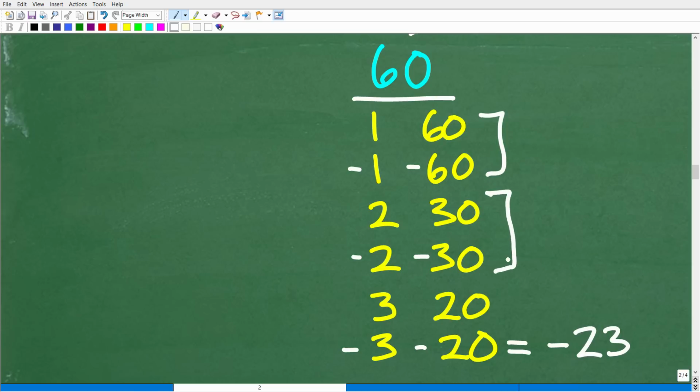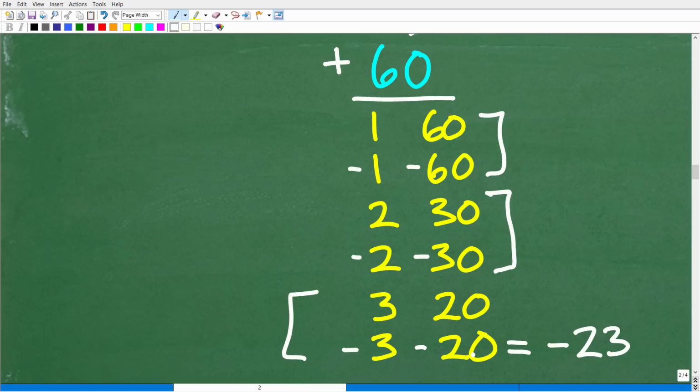It's also 2 times 30 or 3 times 20. But this is a positive 60. So the factors of positive 60 are a positive 1 times a positive 60, or a negative 1 times a negative 60, because a negative times a negative is also positive. All right, so we need to list all these combinations of the factors of 60. So 2 and 30 or -2 and -30, 3 and 20 or -3 and -20.